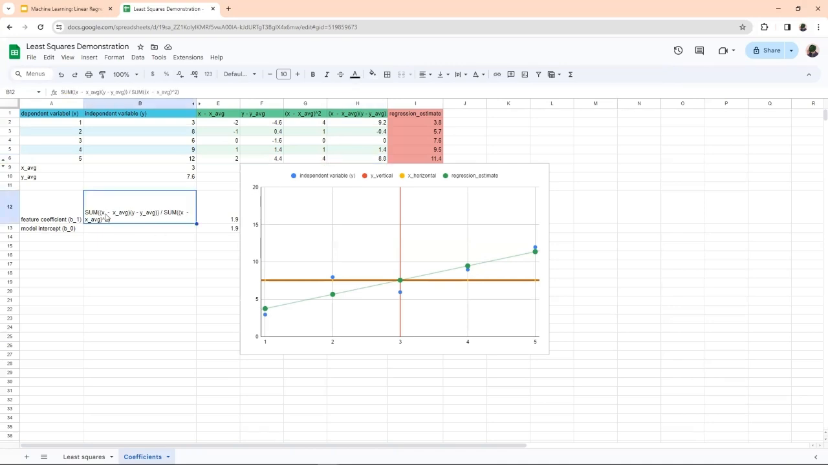From there, we use this formula here. Now this formula is a representation of what I've done over here. So this formula says we're going to take the sum of this column h, and then divide it by the sum of this column. You see that there, the sum of h over the sum of g. And that gives us our b coefficient.